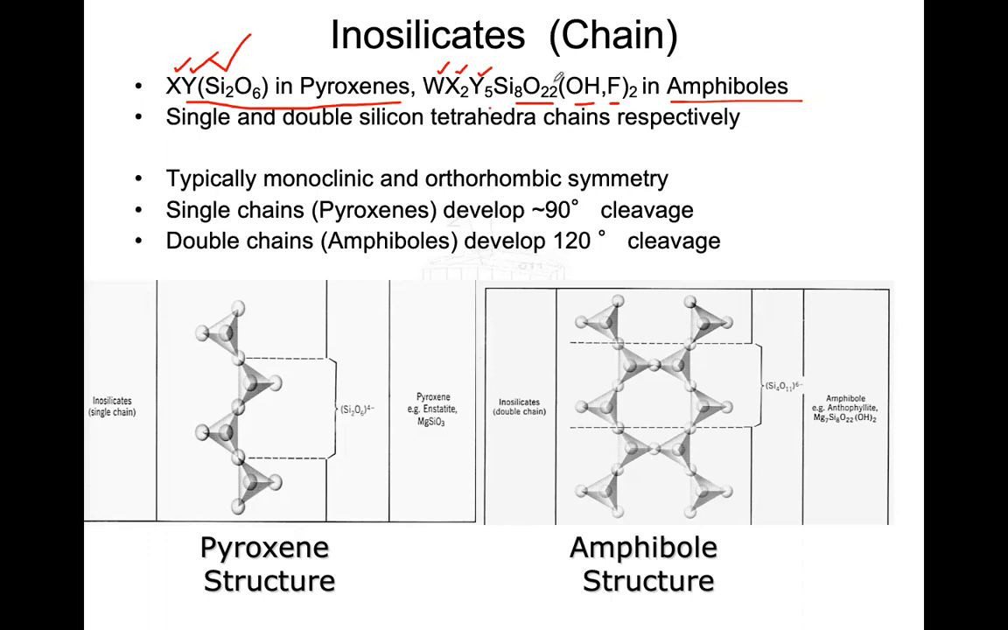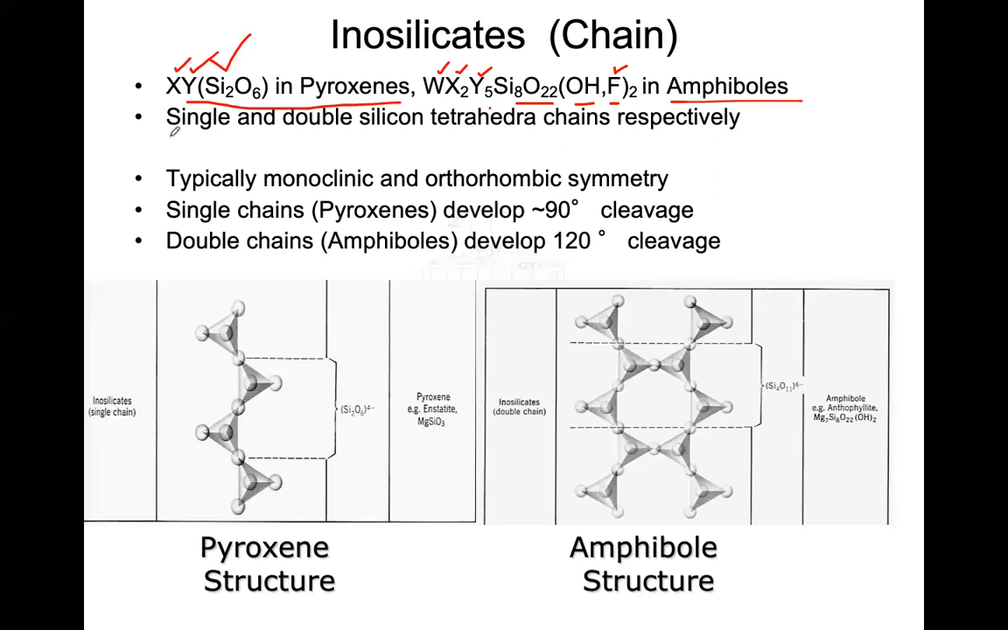In addition, in some cases, there can be a halogen ion also there. Chlorine, like halogen, can be connected to the structure. That is also possible, right? It's not essential, but water is essential. OH is essential, but usually halogen is also there, right? If you analyze a particular amphibole, definitely you will find either chlorine or fluorine in their structure.